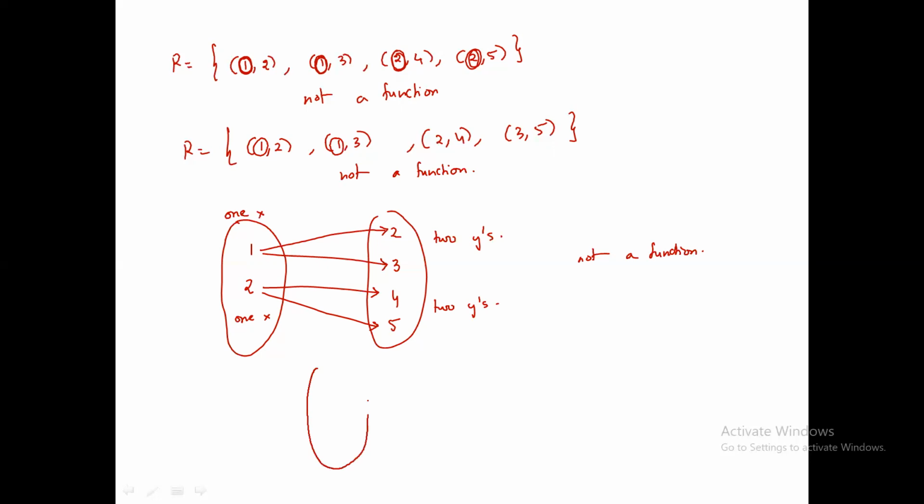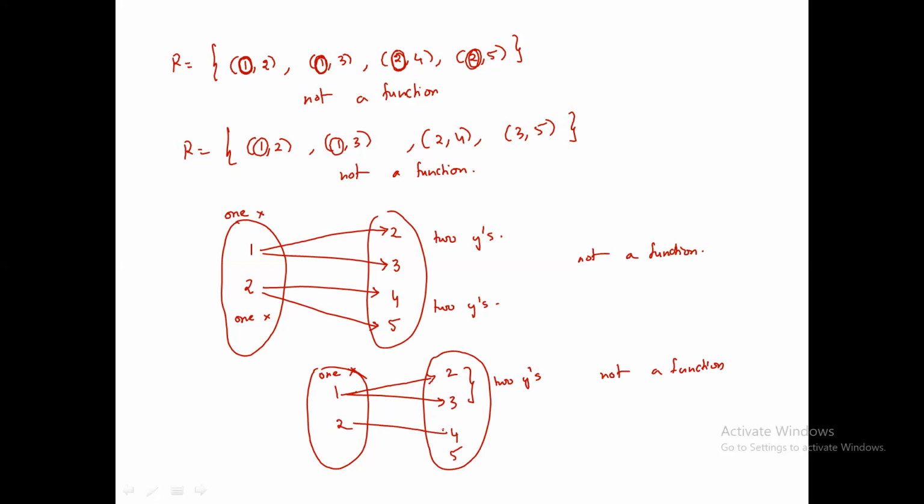Suppose I say, okay, I will take 1, 2. I will take 2, 3, 4, 5. 1 I will match to 2. 1 I match to 3. Here itself you can see 1 x is matched to 2 y's. So immediately I will say it is not a function. Suppose 2 is matched to 4 and 3 is matched to 5, then also here 1 x is matched to 2 y's. That's why it is not a function.